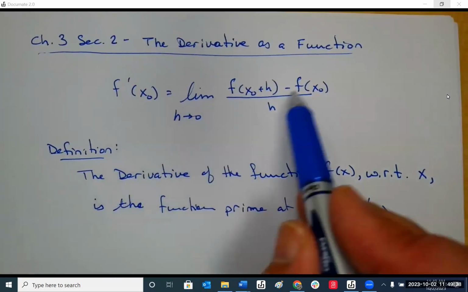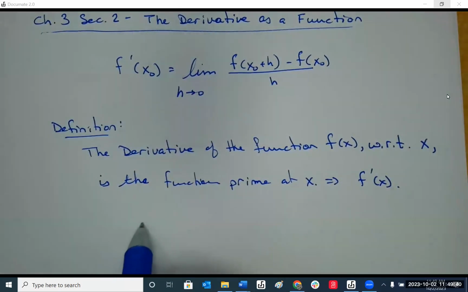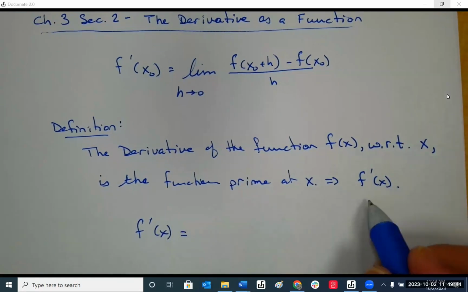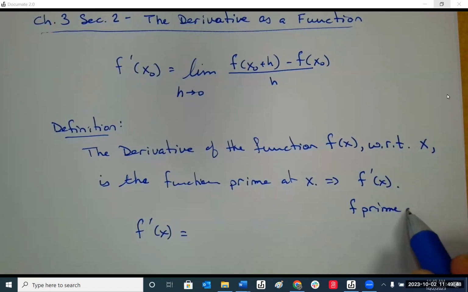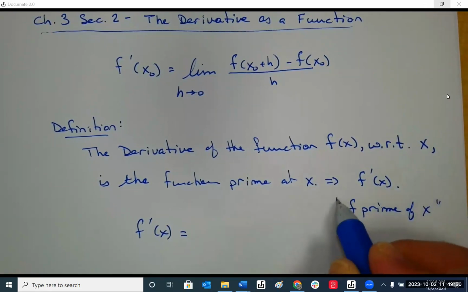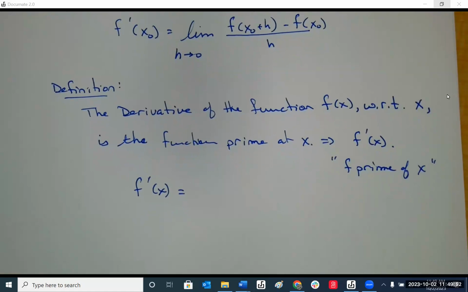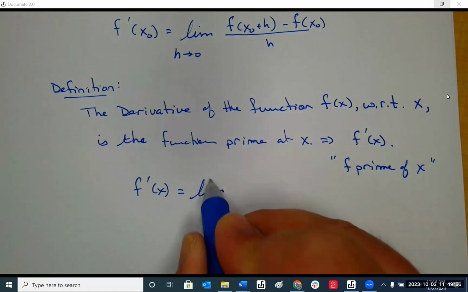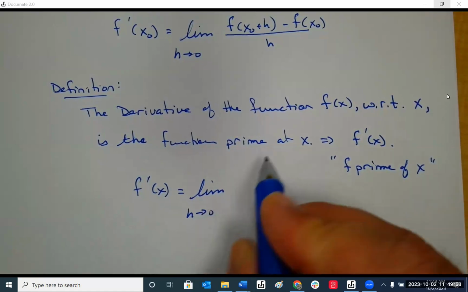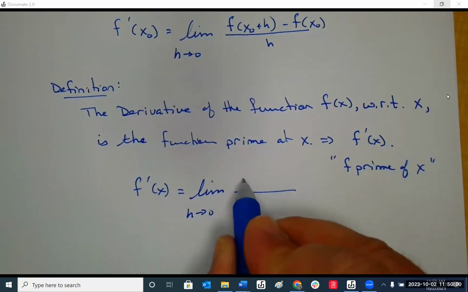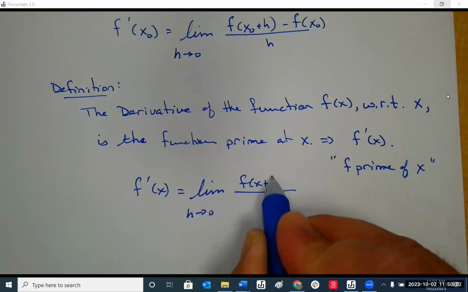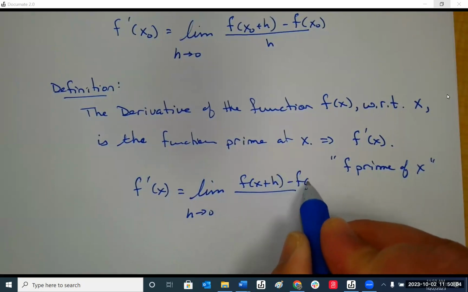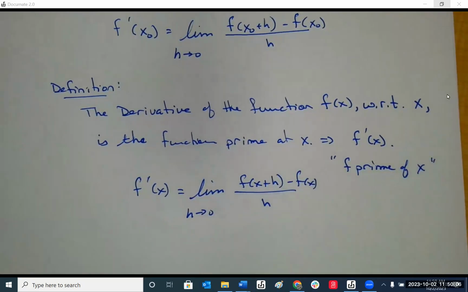What that means is, instead of this one here, we now rewrite it as the function f of x. So this is read f prime of x. That's how it's read. This equals the limit as h approaches 0 of our function f of x plus h minus f of x over h.